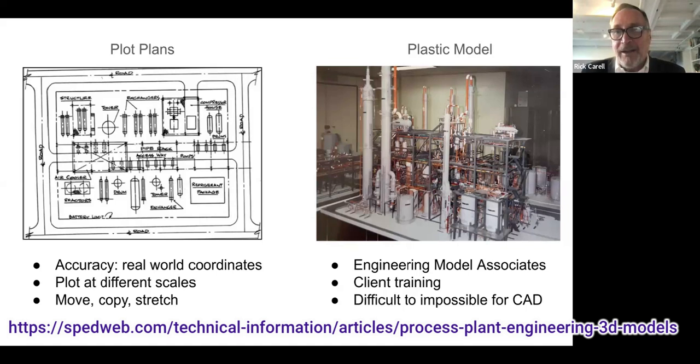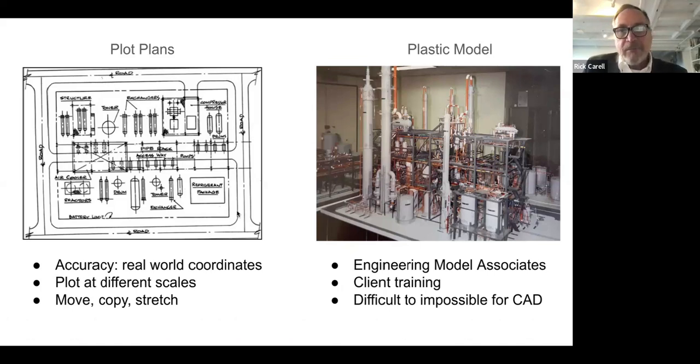There was a company called Engineering Model Associates. I think I gave you one of the catalogs. It was a company out of Clifton, New Jersey, where you would actually buy little valves and scale, I guess 1 to 100 scale of different types of pipe sizes and that sort of stuff and equipment. But basically, it was difficult or impossible to do this on a computer.